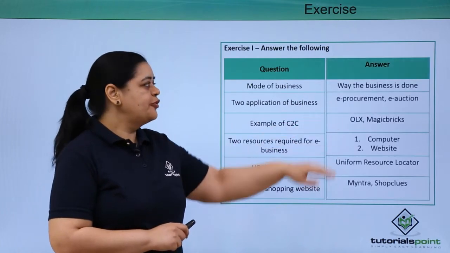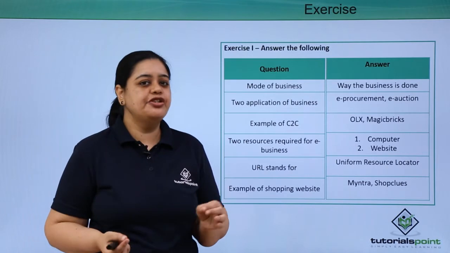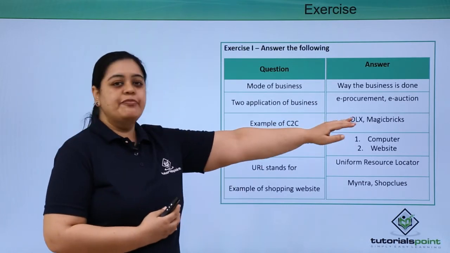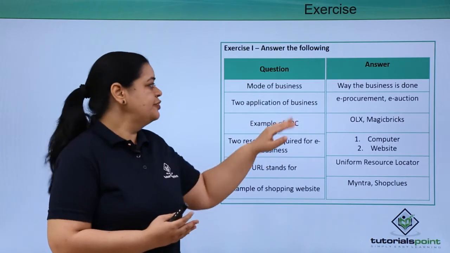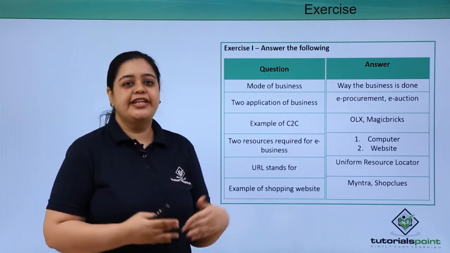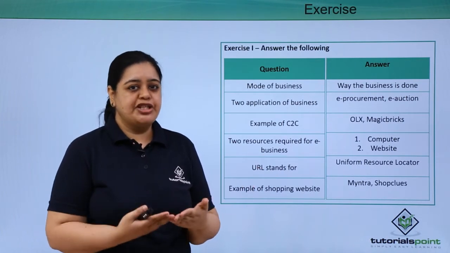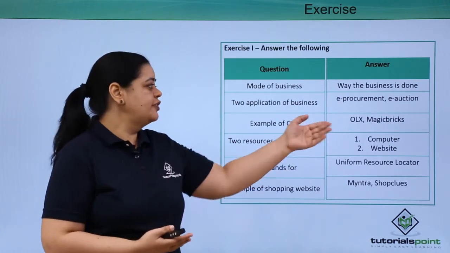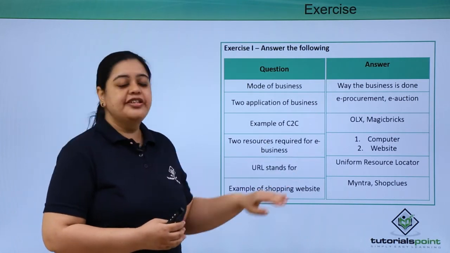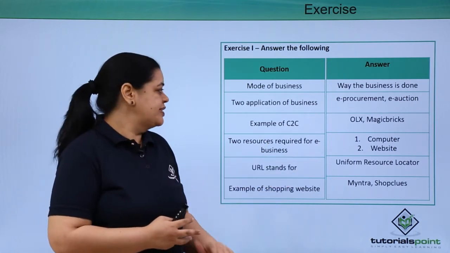See, what is mode of business? This is the way in which the business is done. Remember, I had explained this to you. Now e-procurement and e-auction would be the two applications of business. An example of C2C, as I was telling you, eBay, Magicbricks, OLX, these all would be examples of C2C transactions.